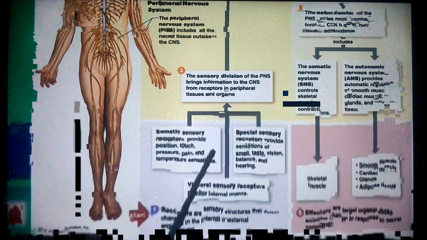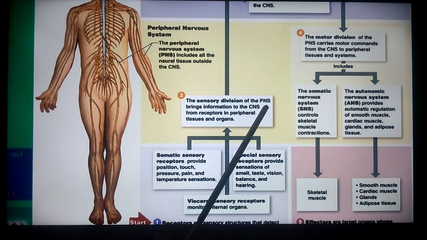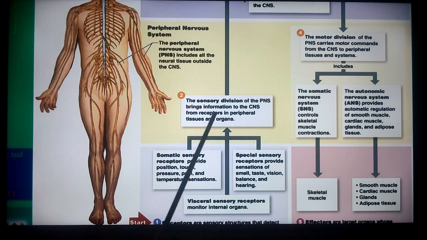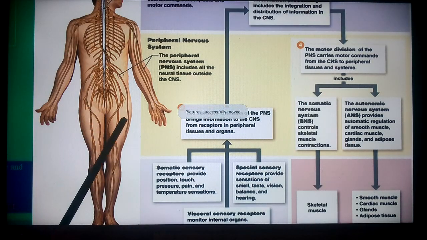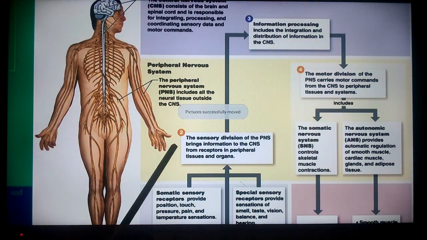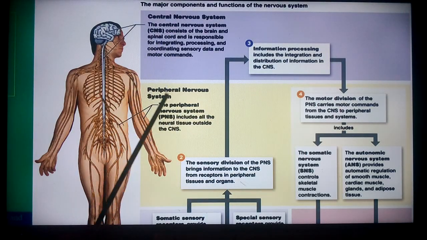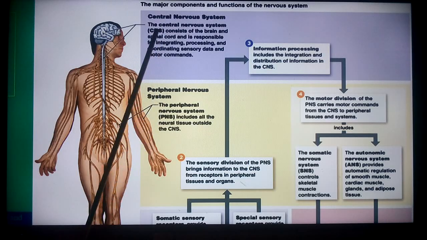Now, in this particular division of the peripheral nervous system, which brings information, this is going to be receiving information from the receptors in the peripheral tissues and organs, which are contained in various parts of the body. Now, in this case as well, as I've said, from these two basic categories, the CNS and PNS, I'm just using these initials.